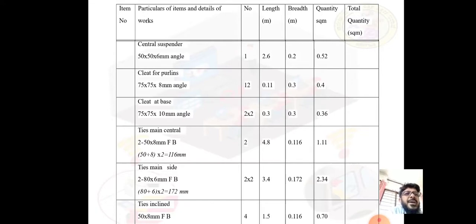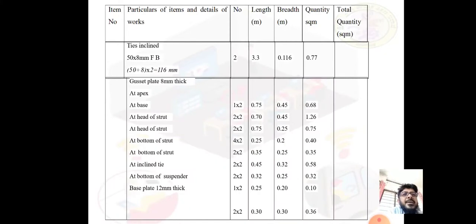Here, same thing, we are calculating the perimeter and multiplying with its length and total numbers. Again same, ties inclined quantity as 0.77. Next come to gusset plate, which are 8 mm. So we know the surface area now. So two sides, 0.75 into 0.45 at apex, number 2, meaning both sides we have to paint, so number 2 we have taken. So area into numbers means we got quantity as 0.68. So at base we got 1.26, and at head 0.75.